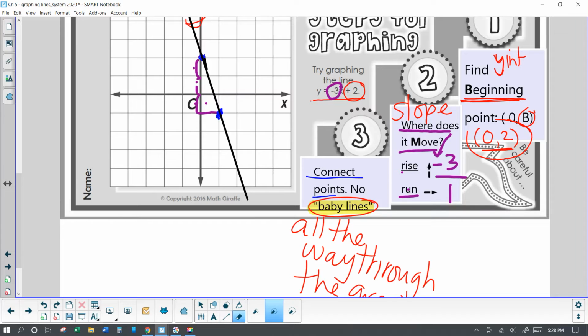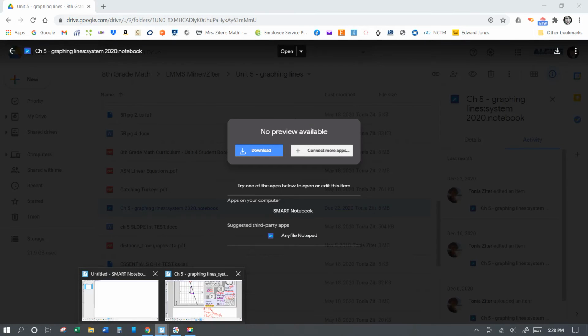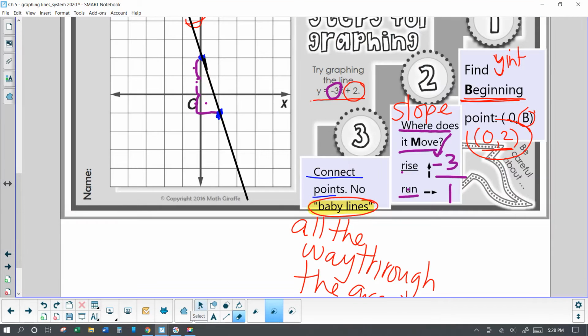So let's say my slope is a fraction, like, let me write a fraction number here, 1/2.